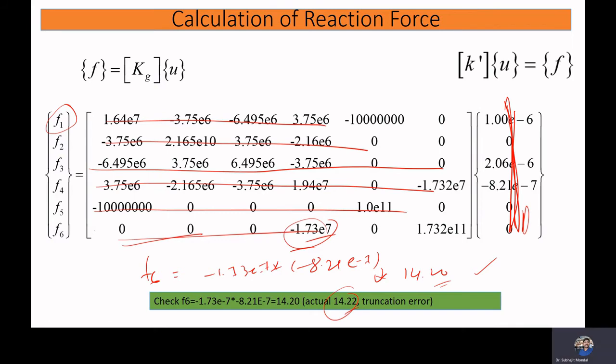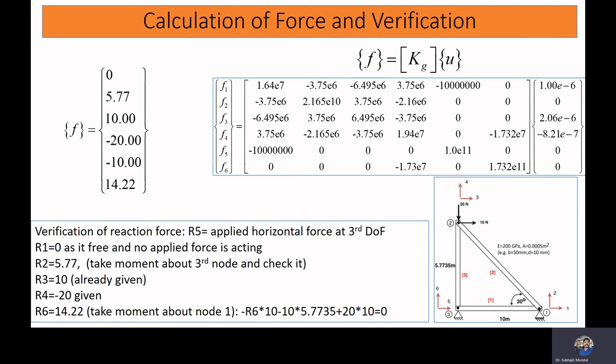Now we'll see how we can interpret whether the analysis is correct or not. If we multiply this column with this row, we can obtain our force vector. Now you see that force vector: the force acting at the first degree of freedom is 0, the second degree of freedom is 5.77, the third is 10, the fourth is minus 20, the fifth is minus 10, and the sixth is 14.22.